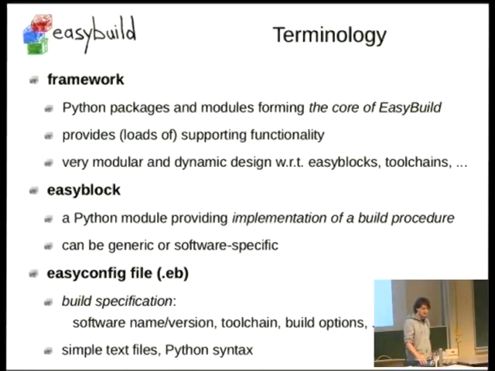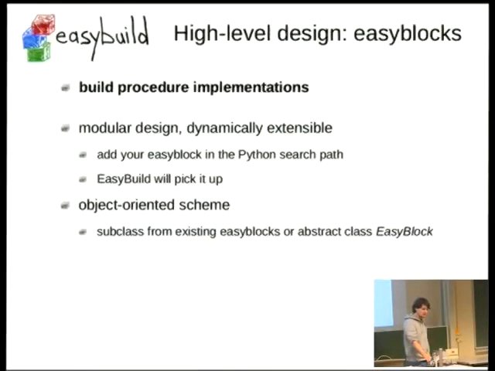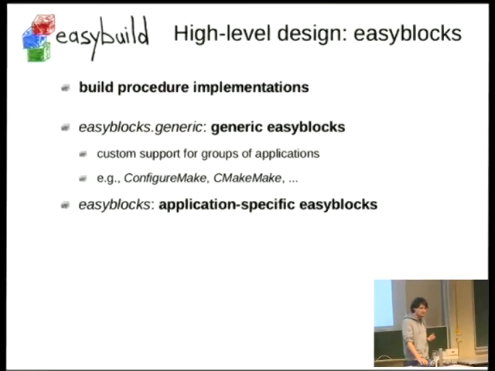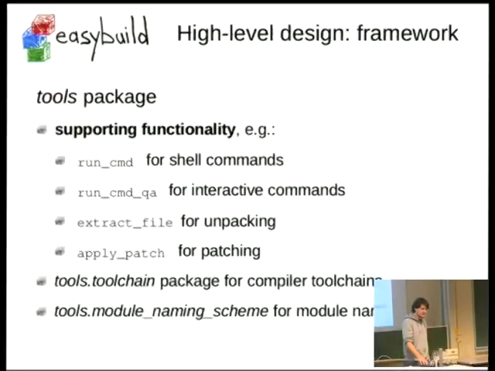And then there's the easyconfig file, which we call a recipe. Currently these are still text files in Python, but this will change in a new version. So as I said, modular design, dynamically extensible. If you add these blocks, you don't have to put them somewhere specific or put them in the Python path in the right module, and EasyBuild will pick it up. So as I explained, you can have generic EasyBlocks and application specific ones.